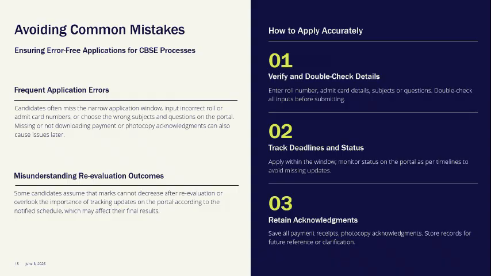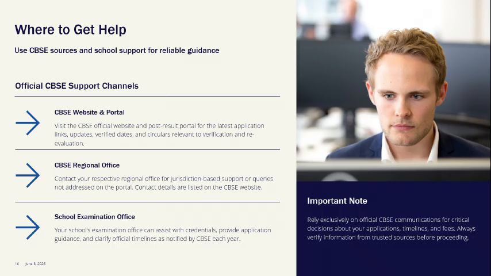Many students lose their opportunity because of avoidable mistakes. Avoid these errors. Missing deadlines. Application windows are very short. Entering wrong details. Double-check roll number, admit card, ID, and subject selection. Losing receipts. Save payment acknowledgements, application references, and download confirmations. Not tracking updates. Keep checking the portal for status updates and notifications.